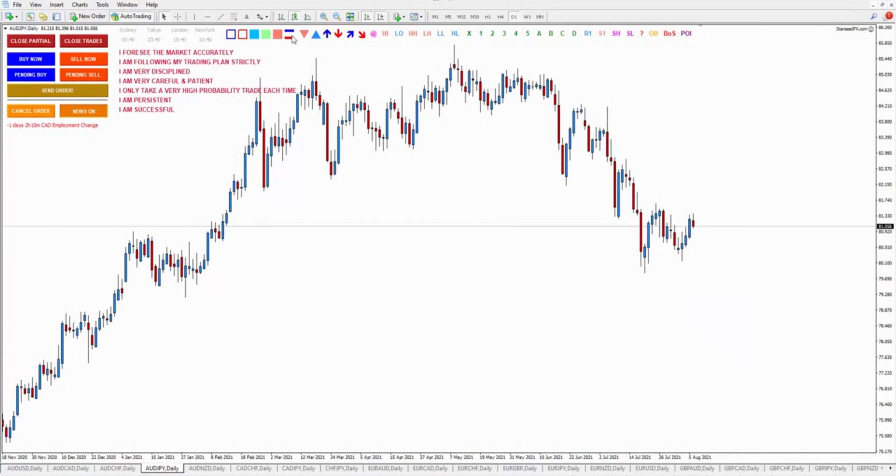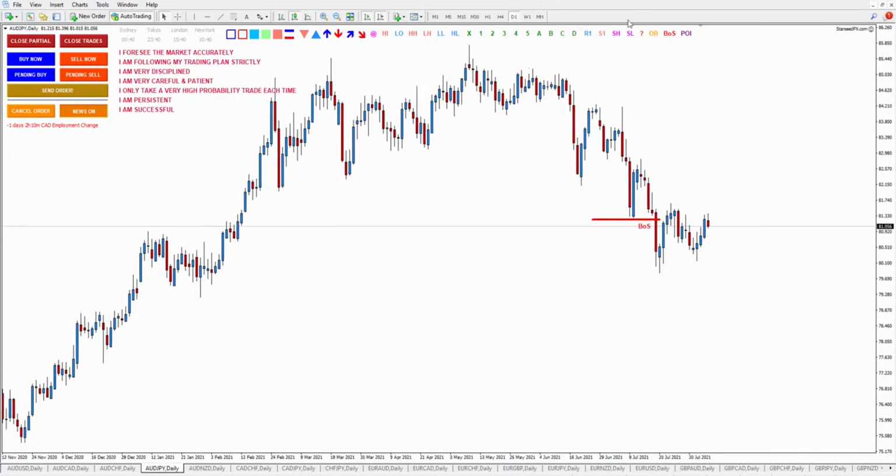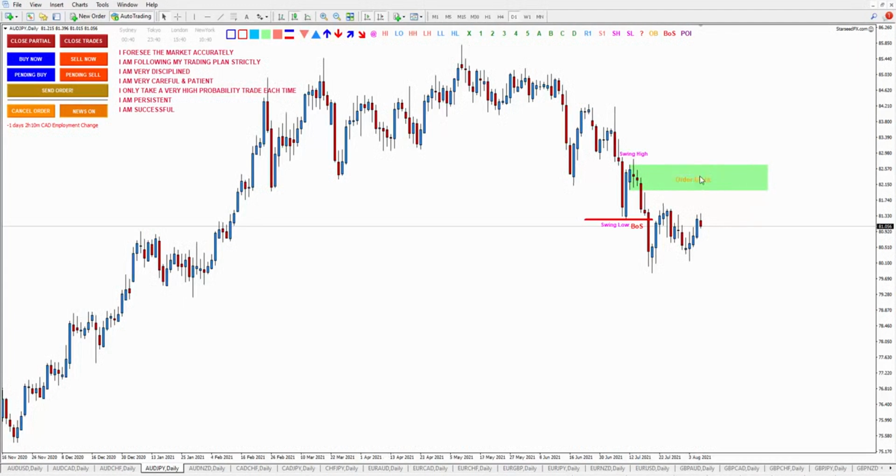The last breakout, we can find it in here. This is the break of structure, this is the swing high, and here is the swing low. Our order block is the last bullish candle before the breakout happened. So this is the order block, and you can set the alert.